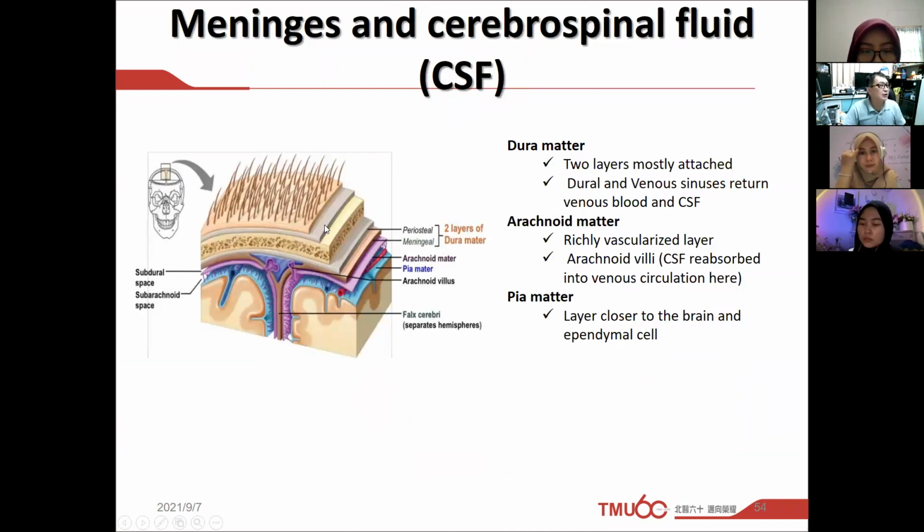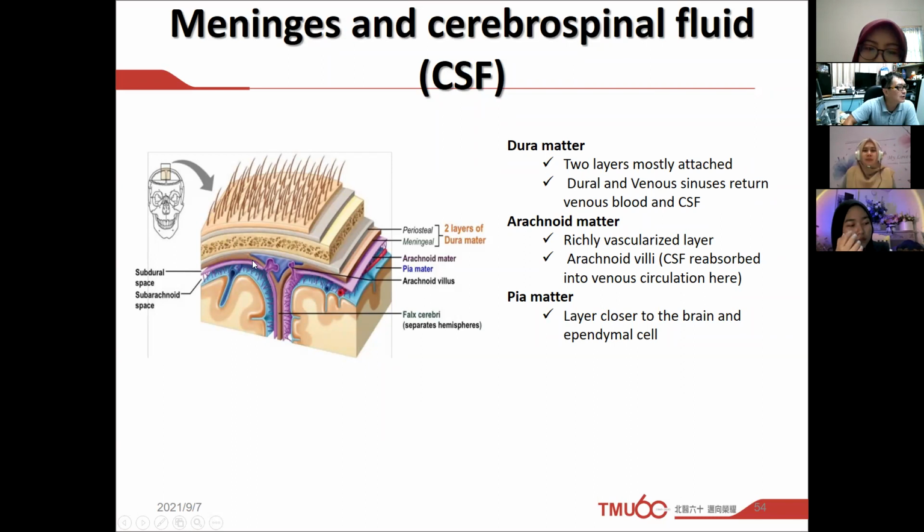Let's go to the meninges here. Dura mater has two layers, and that's the reason why I prefer this one. You see this one layer, two layers. Another one, arachnoid mater, has two layers also. I get dura mater.